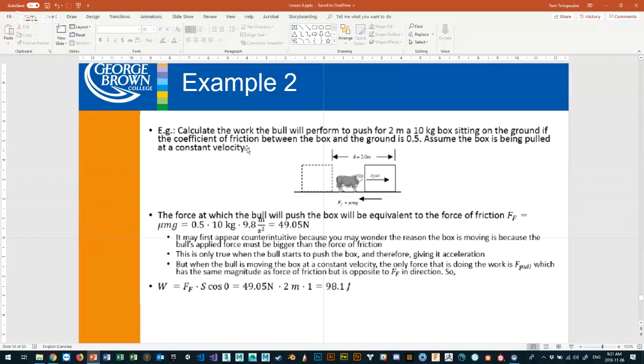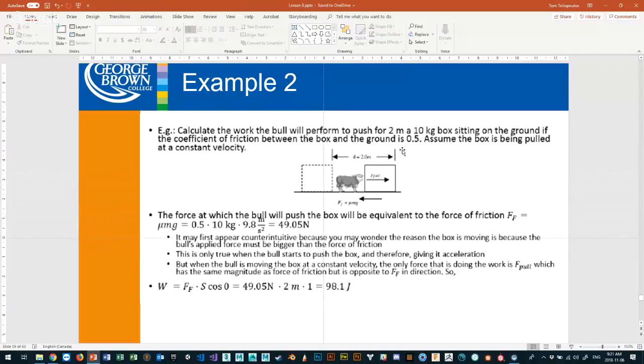If it was static friction, the question would be worded differently and say something like the bull is starting to pull a box, the force of static friction is X, the force of kinetic friction is Y, whatever that is. I should use A and B. Then, assume the box is being pulled at a constant velocity, right?